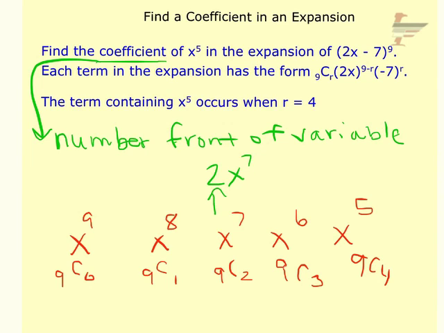To find the coefficient, I would have to do 9 choose 4 times 2x to the 9 minus 4, which would be 5, and negative 7 to the 4th. So you would take 9 choose 4 on your calculator, 2x to the 5th would be 32x to the 5th, negative 7 to the 4th is a large number, that's 2,401. So you'd multiply all of these together, and I'll walk through that again with another problem.